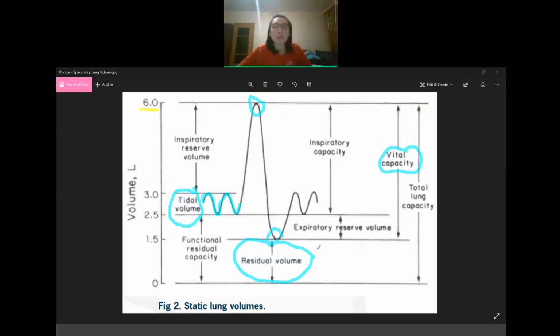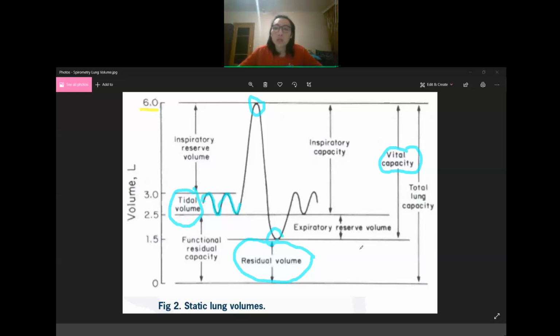Why is this important? It's because your alveoli will have to be supported. And in order for them to be supported, it requires air. If it's not supported, it will collapse, and you don't want your alveoli to collapse. Therefore, that is why the air is left there, and it's called residual volume.